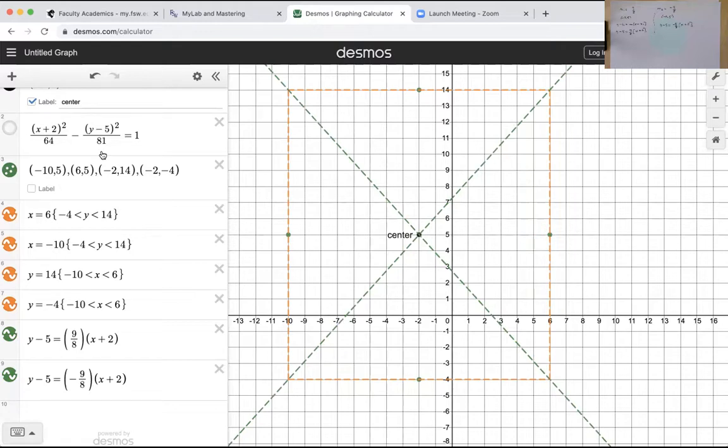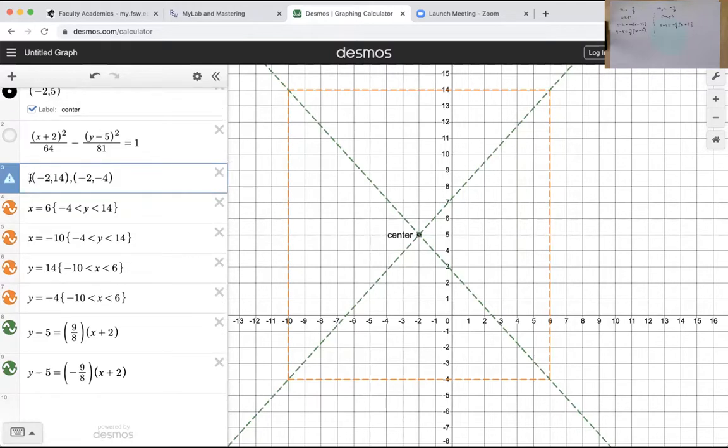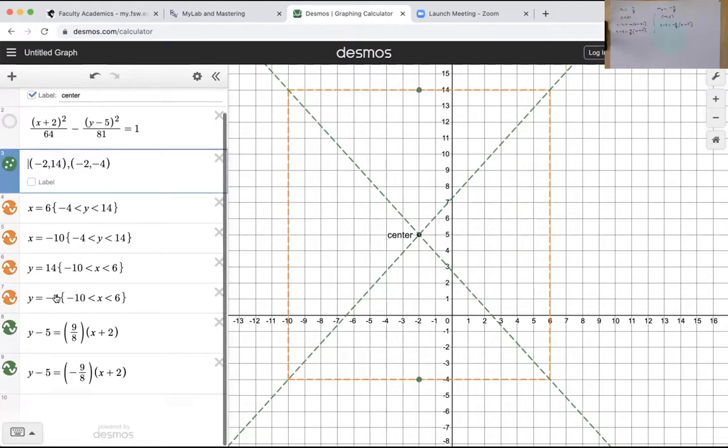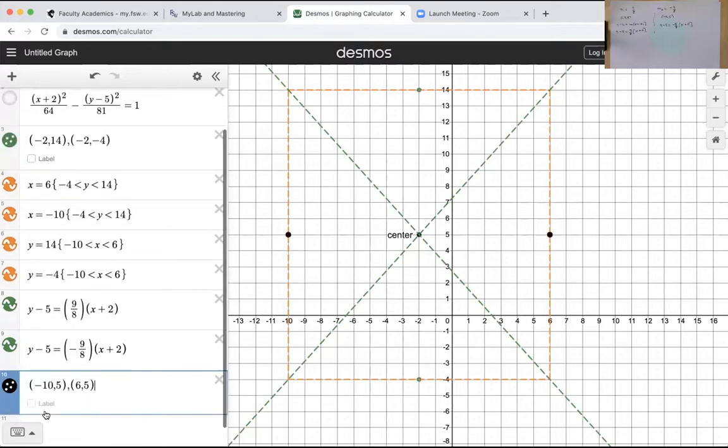Well, here's our notion. We have (x plus 2) squared over 64. The x comes first. The transverse axis is horizontal. So the vertices are on the horizontal portion rather than the vertical portion. So I have 6, 5, and I have -10, 5. So let's go ahead and put those in a separate spot here: 6, 5, -10, 5, and let's label them as vertices.